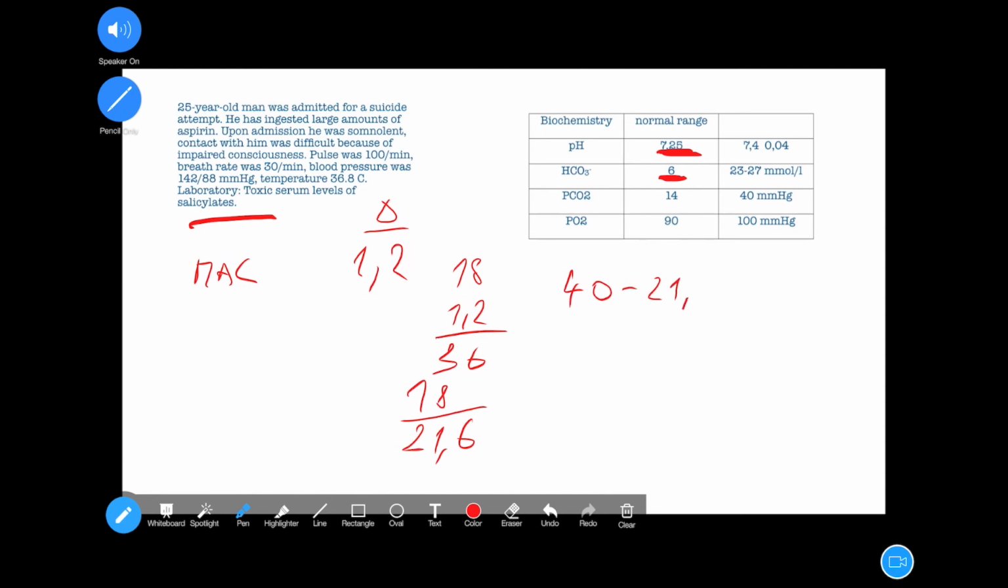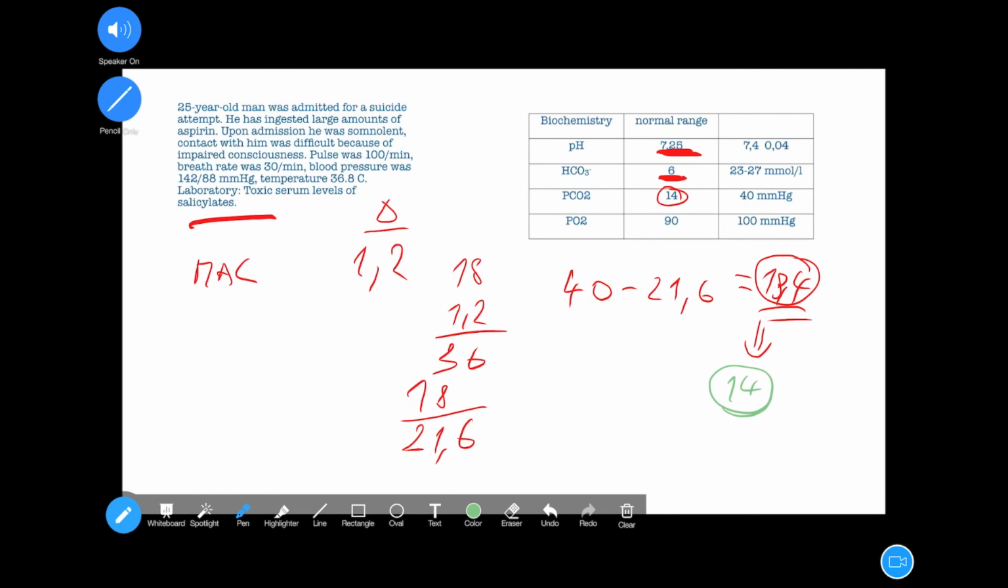So 40 minus this is what? How much is this? It's 18.4. Yes. But is this 18.4? No. It's lower. So what does it mean? It means that he's not just hyperventilating, he's hyperventilating more than he should. It's 14. If this would be a normal compensation of the metabolic acidosis, he should be hyperventilating a bit less than he actually is.